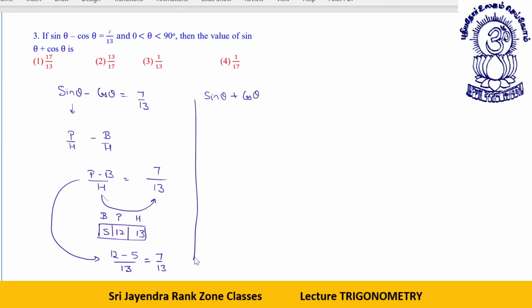Now what is being asked? Sine theta plus cos theta, that is P by H plus B by H. What is P by H? 12 by 13. What is B by H? 5 by 13, fine. So this becomes 17 by 13, that is option number 1. You can have a look at this beautiful method if you want. I am staying here for a few seconds, so that you can just grasp this one before I proceed ahead. Next one.